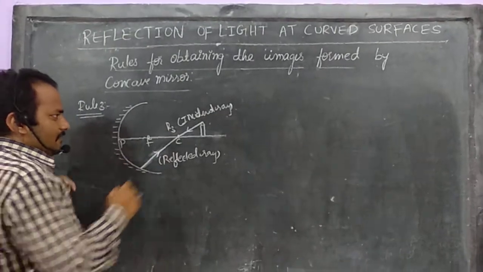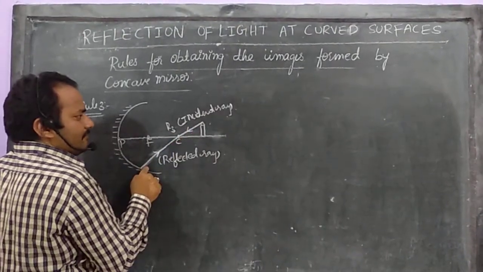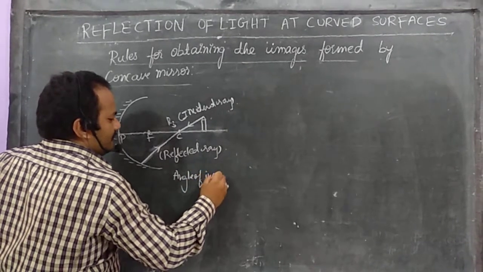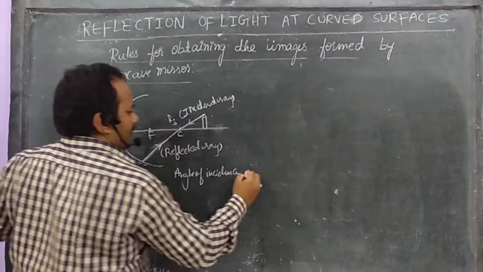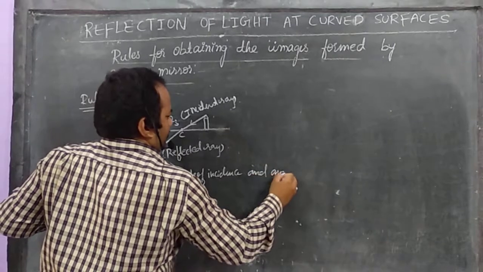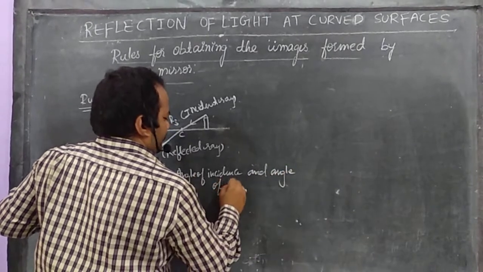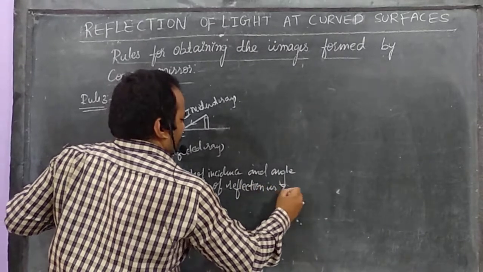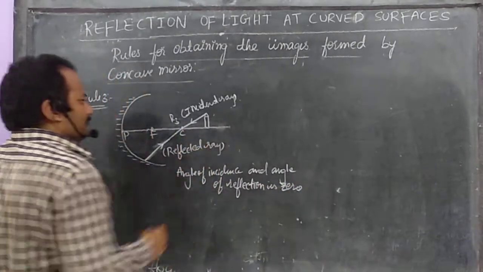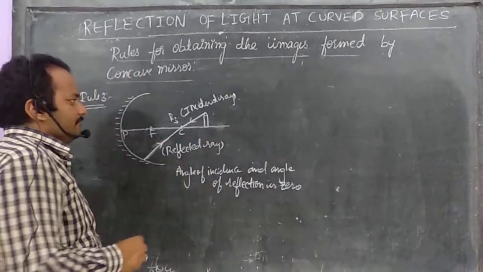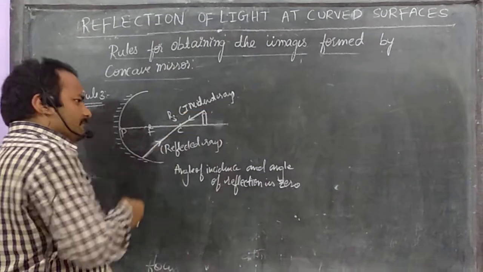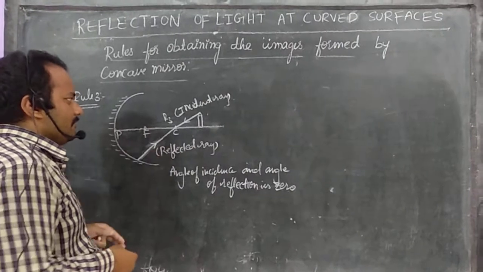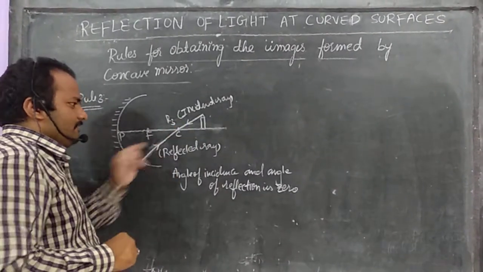So in this case, the angle of incidence and the angle of reflection are 0. Why is it 0? Because the light is passing through the center of curvature itself, along the normal. There is no chance for the center of curvature to act as a separate normal in this case.